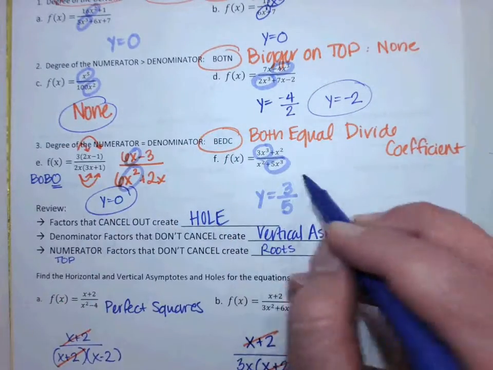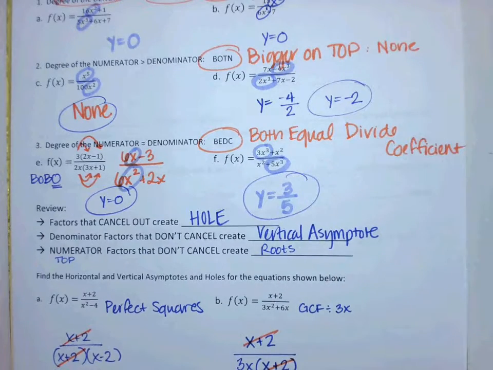Make sense? So it's either a Bobo, a bottom, or a Betsy. Those are your 3 choices. It'll be 0, none, or it'll be a fraction from the numbers in the front.